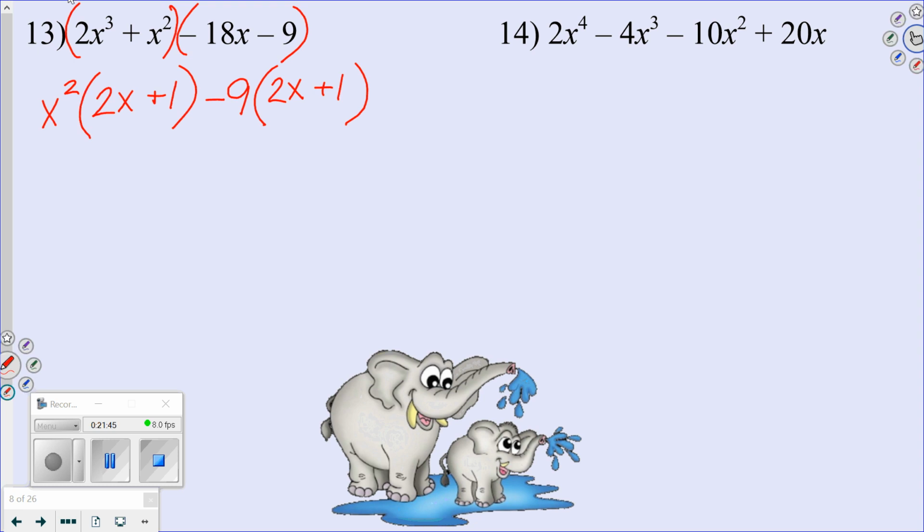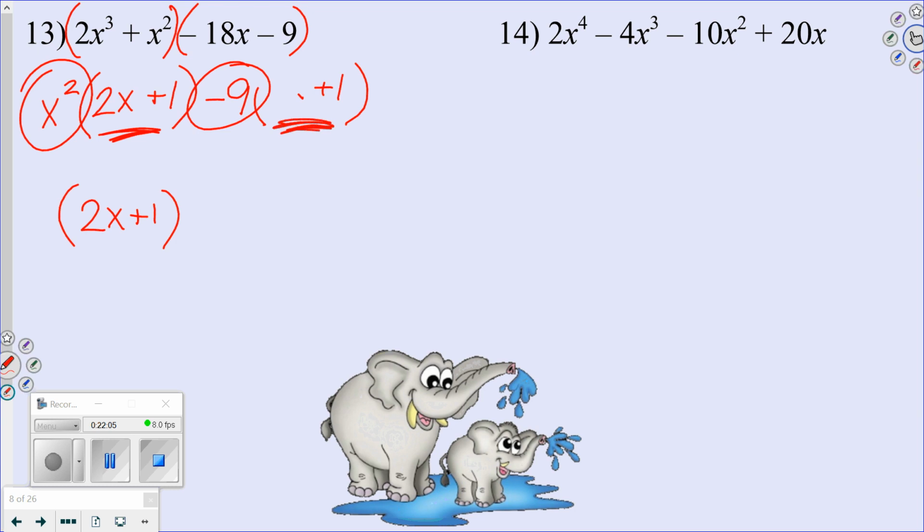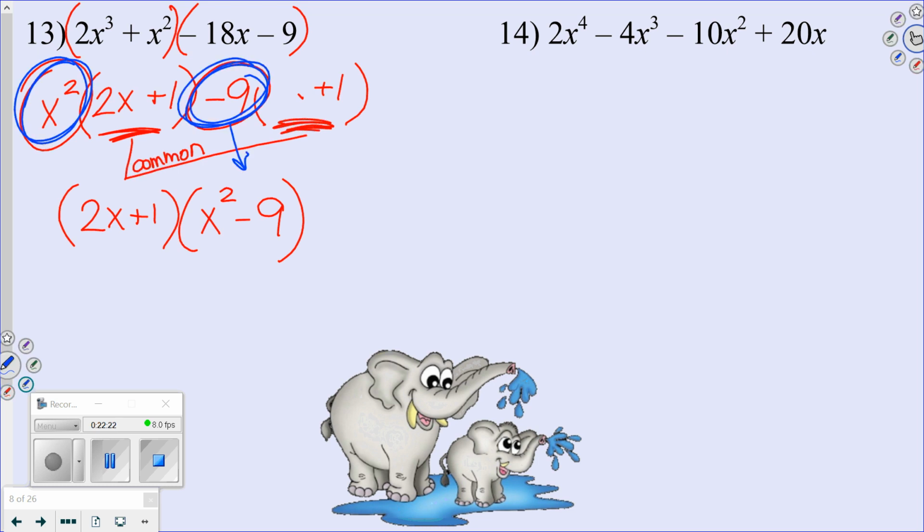What's common? Do you guys see the common part? Those should be the same. If they're not the same, it doesn't factor by grouping. Okay? Those are the same, so what's common is 2x plus 1. And then if I take out the common part, what do you have left? I have an x squared, and I have a minus 9. That goes here. X squared minus 9. This is common. Leftovers.